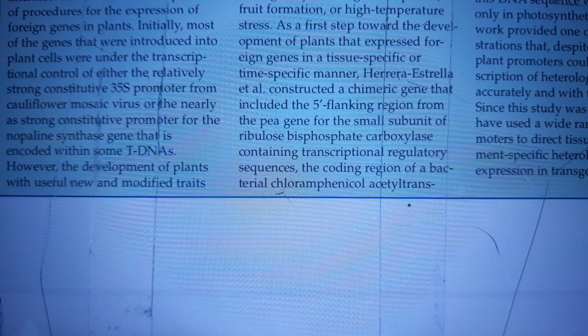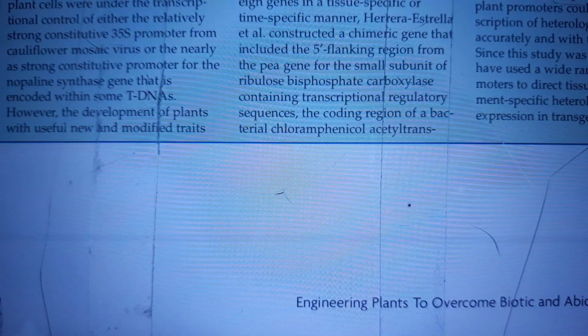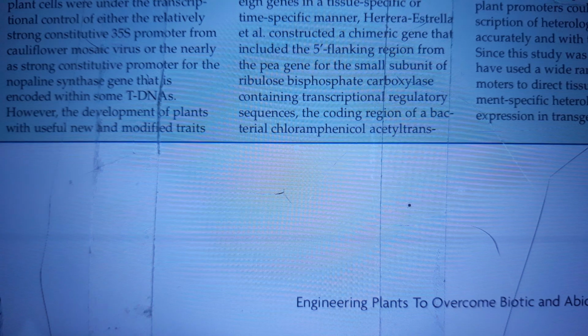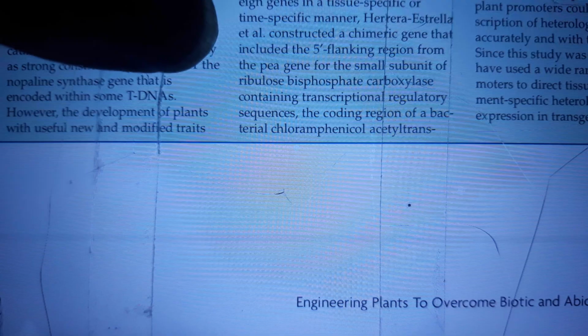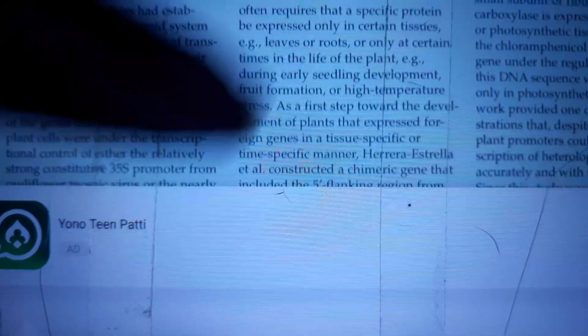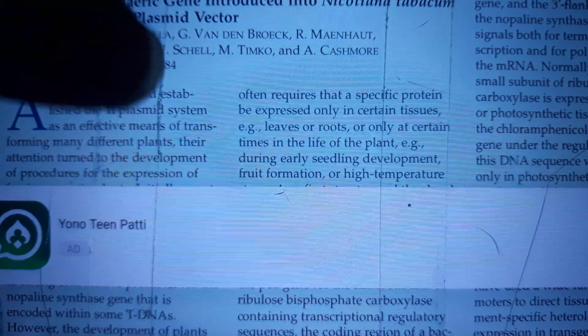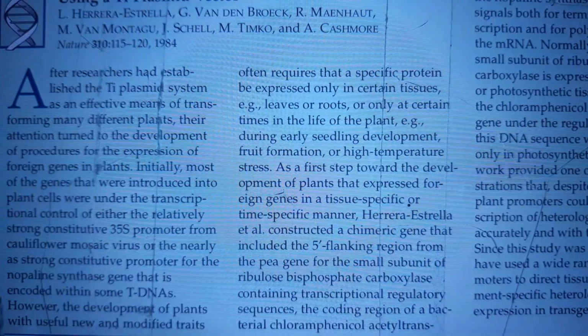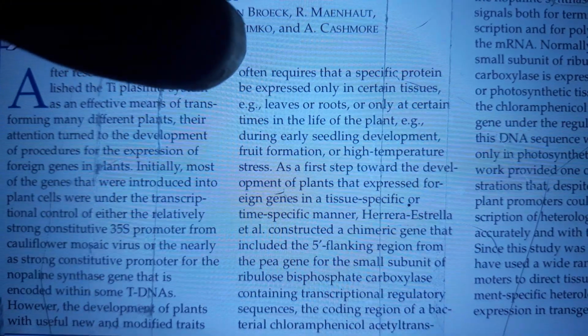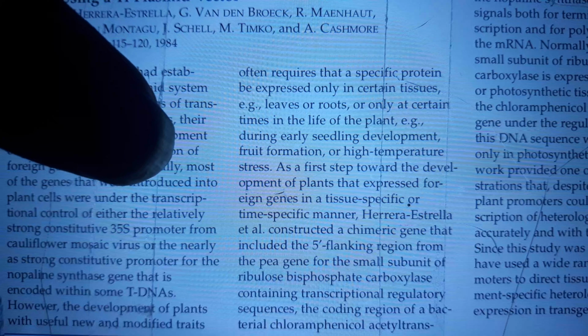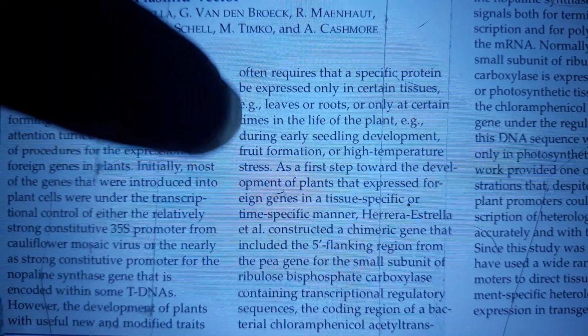As a first step toward the development of plants that express foreign genes in a tissue-specific or time-specific manner, Herrera-Estrella et al. constructed a chimeric gene that included the 5' flanking region from the gene for the small subunit of ribulose bisphosphate carboxylase containing transcription regulatory sequences, the coding region of a bacterial chloramphenicol acetyltransferase gene as an easily selectable gene, and a 3' flanking region from the nopaline synthase gene containing signals both for termination of transcription and for polyadenylation of mRNA.